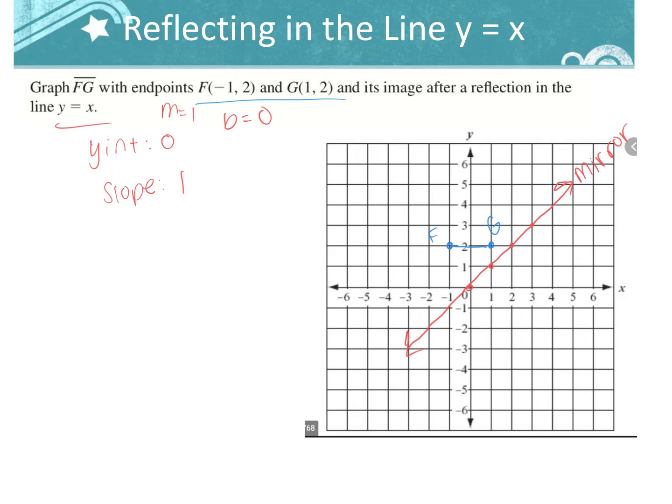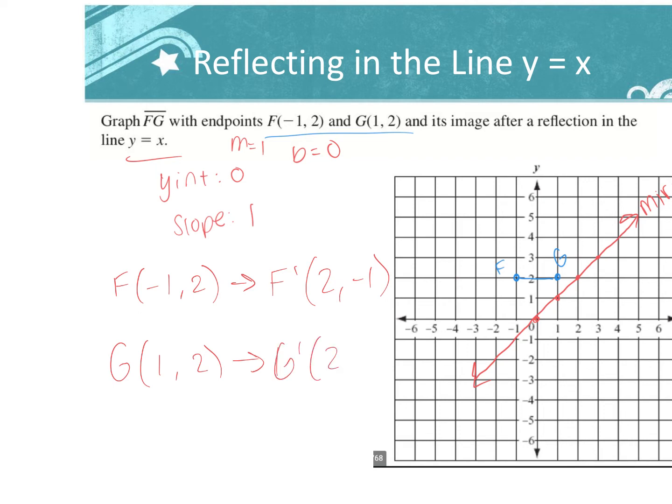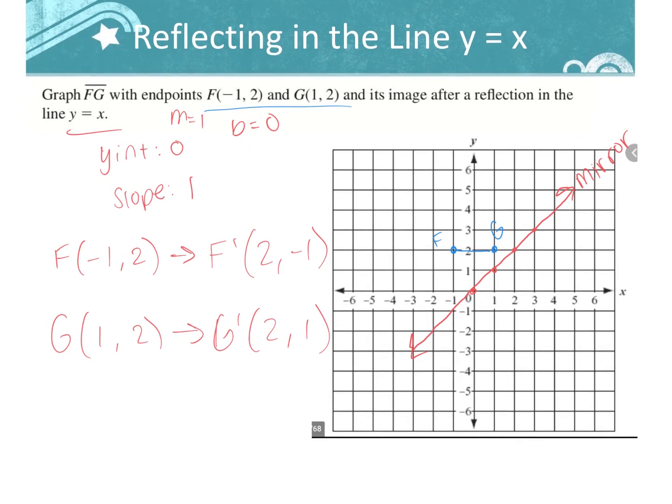When you get a line like this, go to the next example. Our points were F, which was at -1, 2, right? Reflected over y equals x. What are the new coordinates of F prime? 2, -1. The coordinates of G were 1, 2. Reflect it. What are the coordinates of G prime? 2, 1. Watch. This is like the coolest thing, okay? So, plot G and F and see what you get.